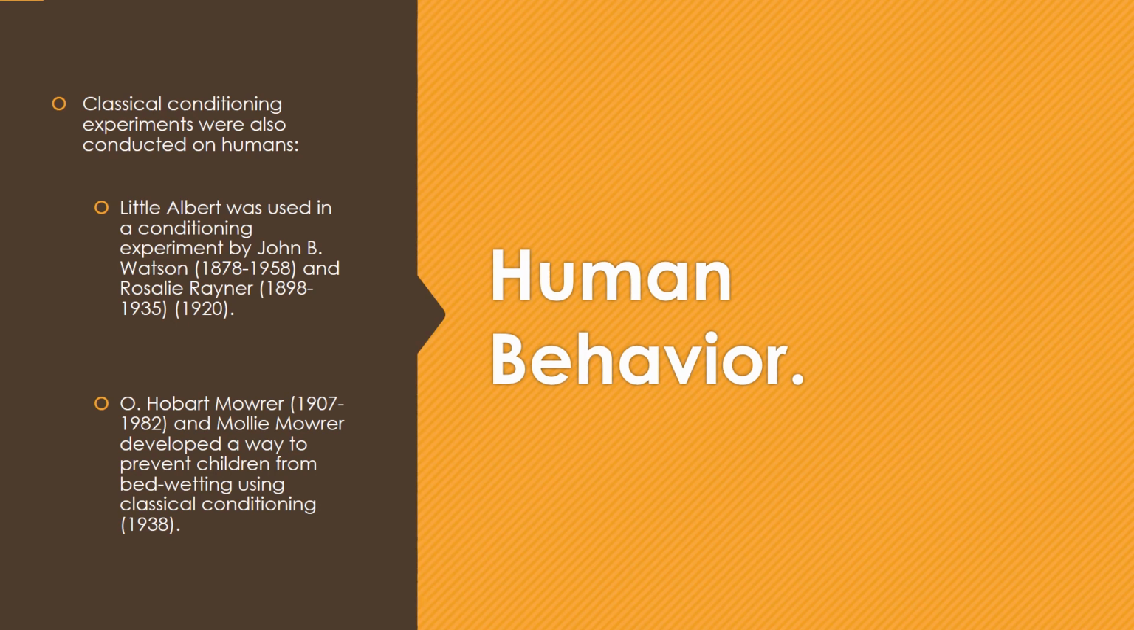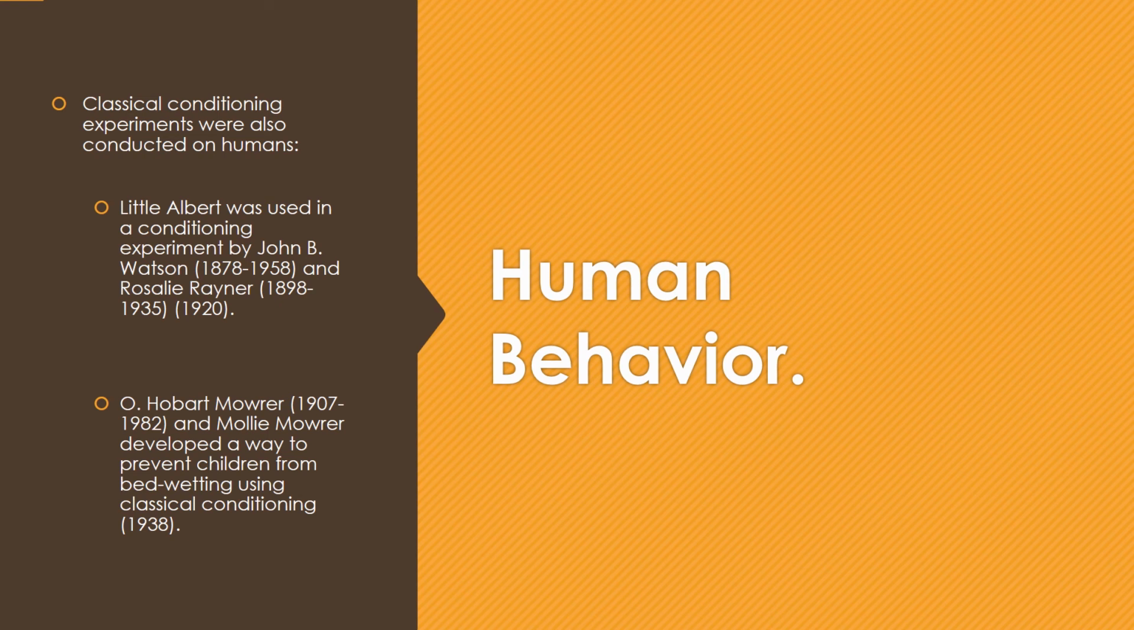There was another experiment in the 1930s. O. Hobart Mowrer and Molly Mowrer developed a way to prevent children from bedwetting using classical conditioning. The reason that many children wet their bed is because they don't realize they have a full bladder when they go to bed. So how do we fix that? We try to install classical conditioning to make children realize that they should go to the bathroom before they go to bed. And what they did was they developed a device known as a bell and pad.